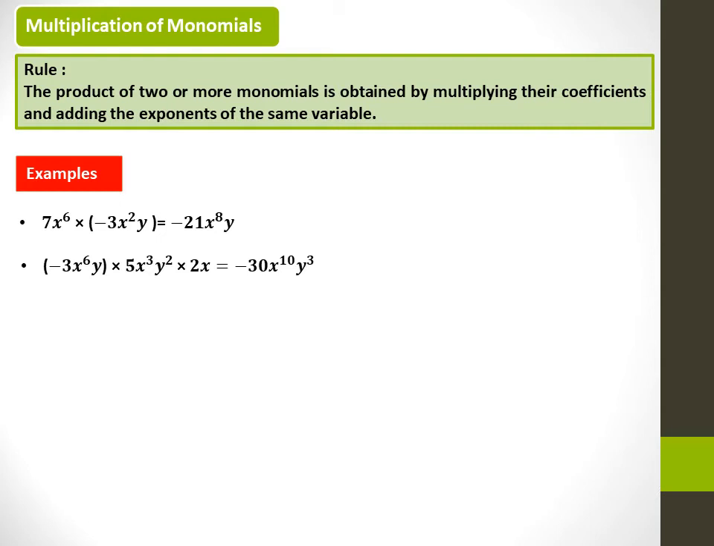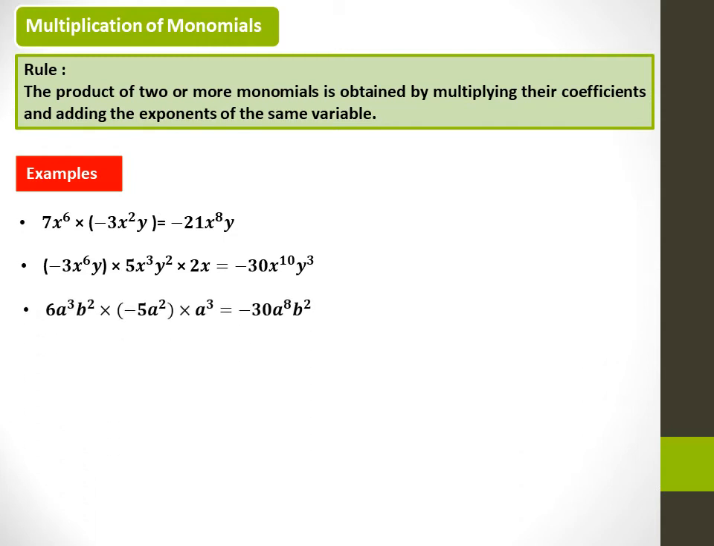In the second expression, I start by multiplying the coefficients. Negative 3 times 5 times 2 is equal to negative 30. Now I add the exponents of the same variable x. 6 plus 3 plus 1 equals 10. Next, I add the exponents of the same variable y. 1 and 2 equals 3. So the answer is negative 30 x to the power of 10 y to the power of 3.